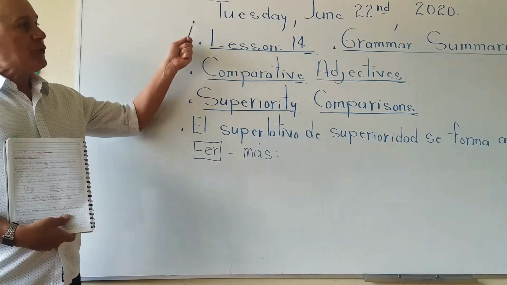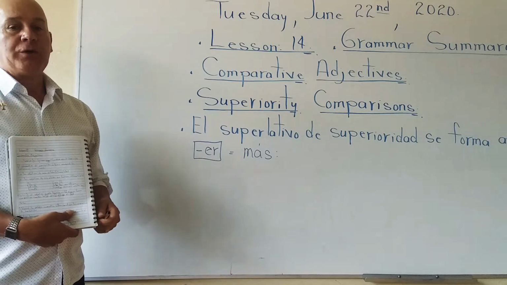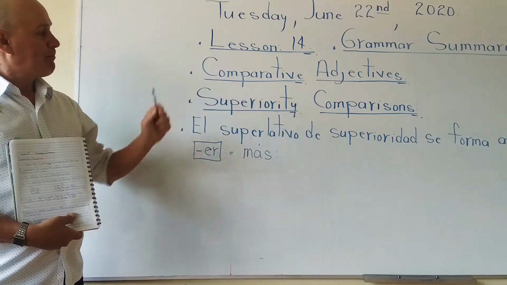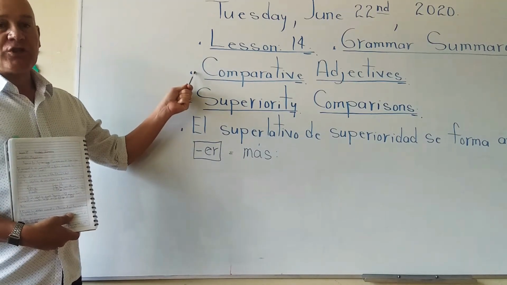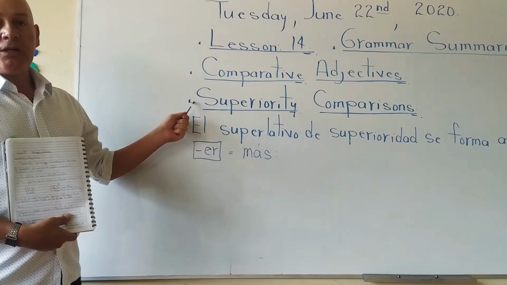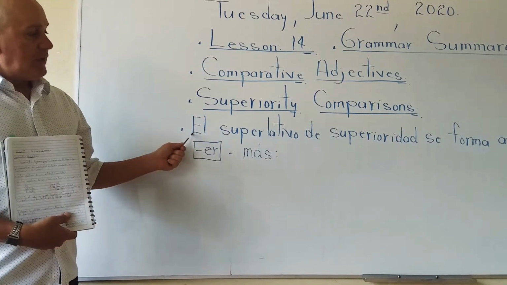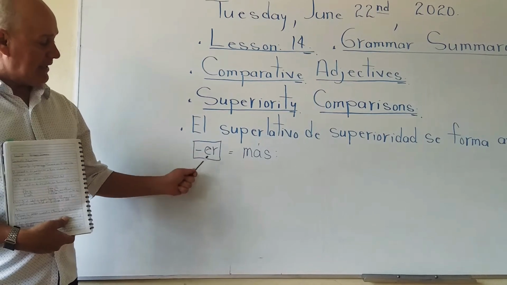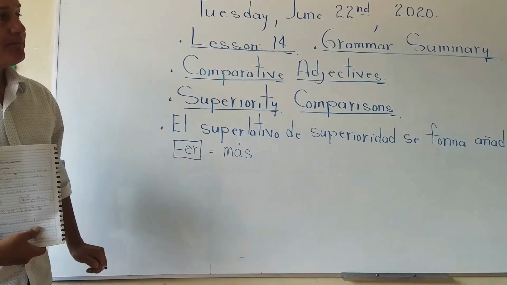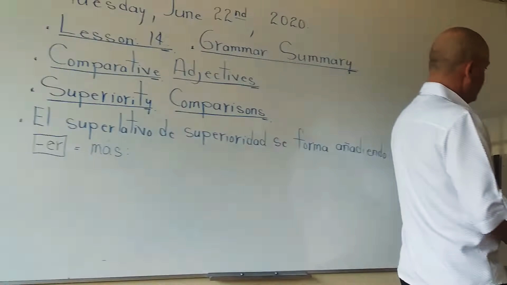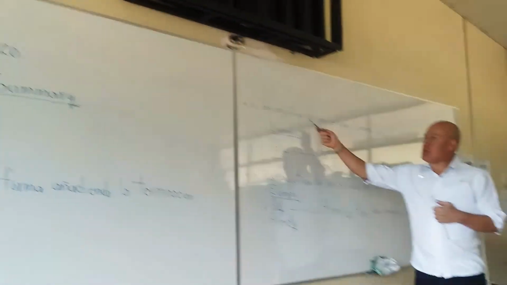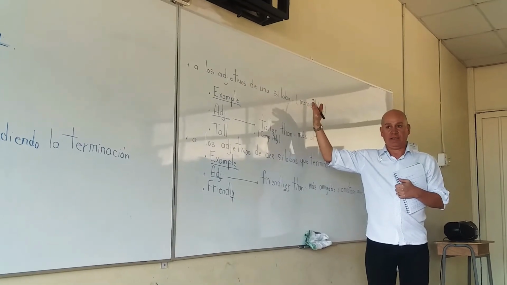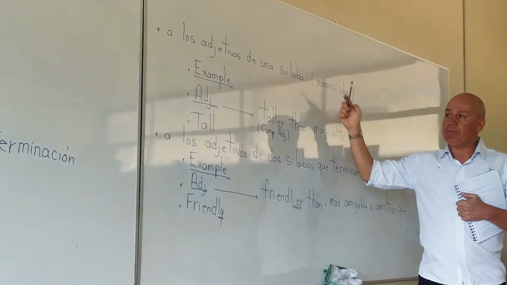Today is Tuesday, June 22nd, 2020. Lesson 14, Grammar Summary. Comparative adjectives. Superiority comparisons. The superiority comparison is formed by adding er to the adjectives of one syllable, the same of monosyllable.